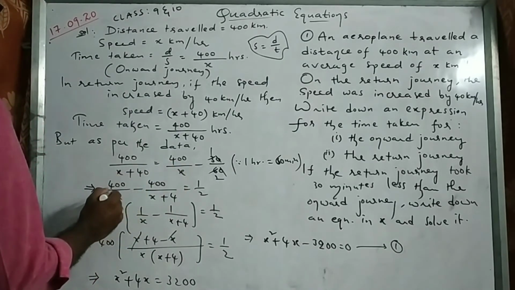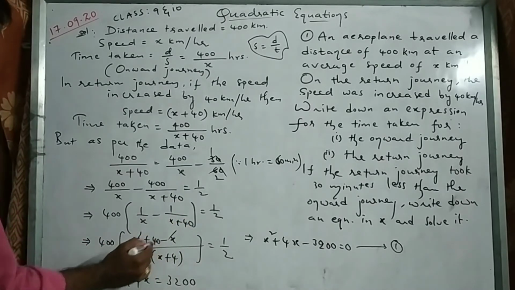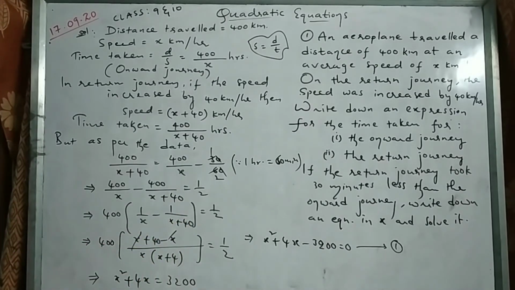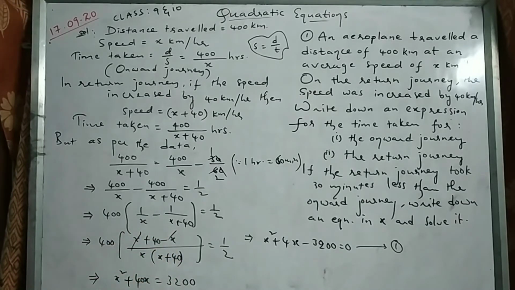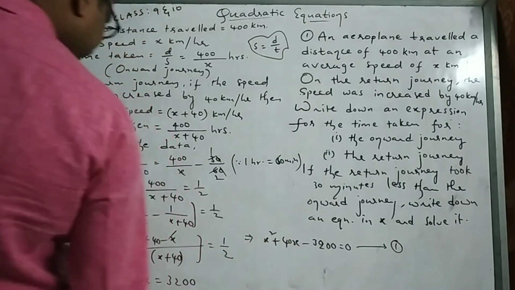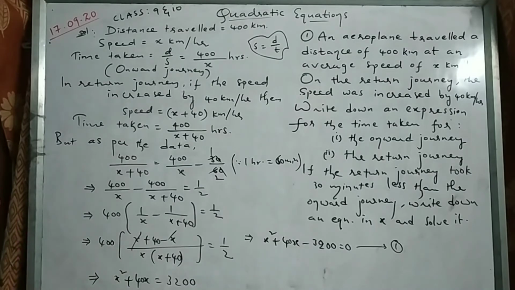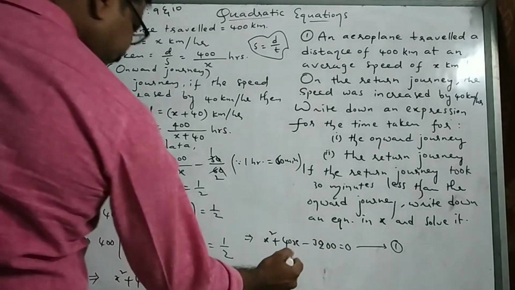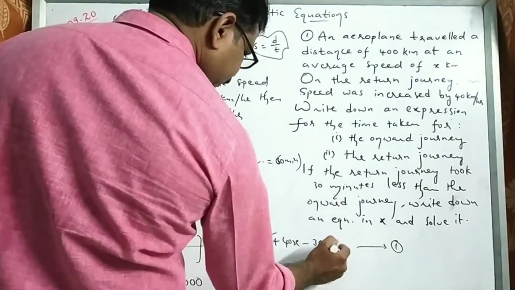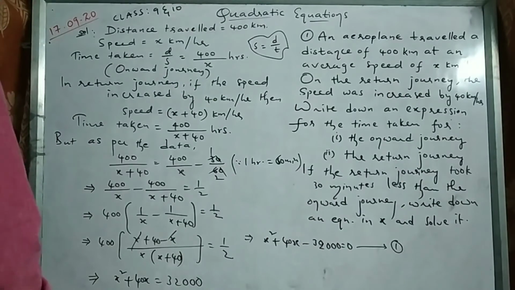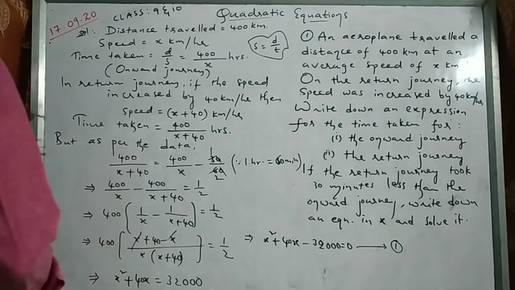400, this is 40, no? 40. Here also 40 will come. 8 4s are 32, 32,000 will come. Right? One more 0. x square plus 40x minus 32,000. Now I am going to solve that.